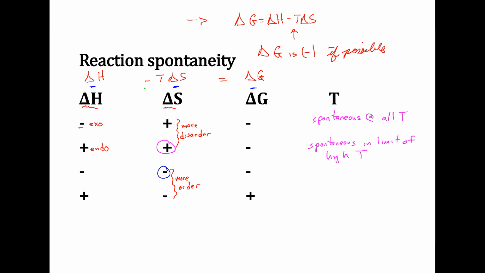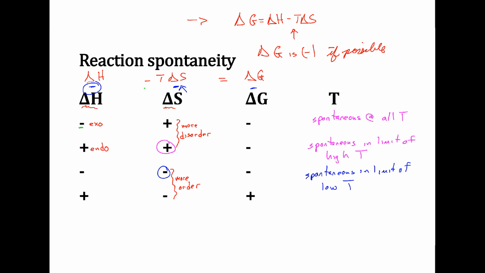So if we look at this equation, now we want this term to dominate, okay? Because this is going to lead to a negative delta G value. So if we want to minimize the effect of this entropy term right here, what we need to do is decrease the temperature, okay? So what we could say is that if you have a negative enthalpy and a negative entropy, this will be spontaneous in the limit of the low temperatures.